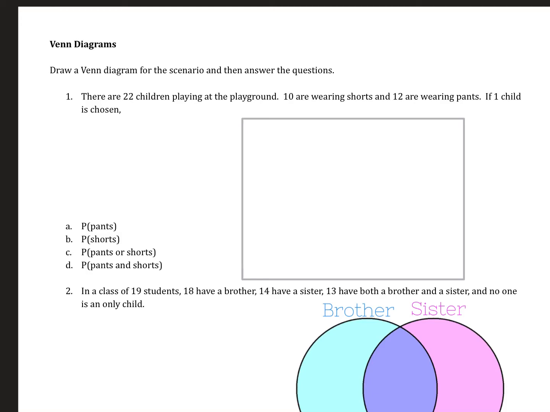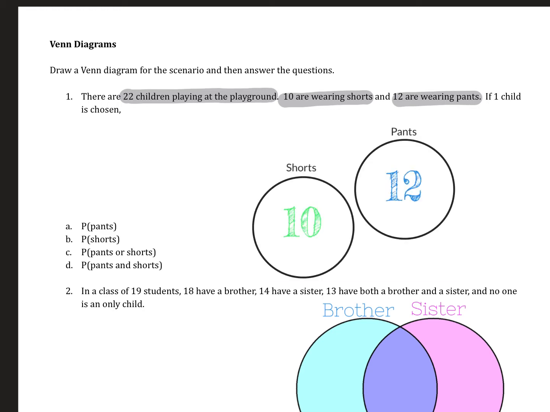All right, today we're going to be talking about Venn diagrams. One thing we need to pay attention to when we're talking about a Venn diagram is recognizing how many people are in our population. So in this case, it says there are 22 children playing on the playground. We have two categories, one of which is wearing shorts and the other one is wearing pants.